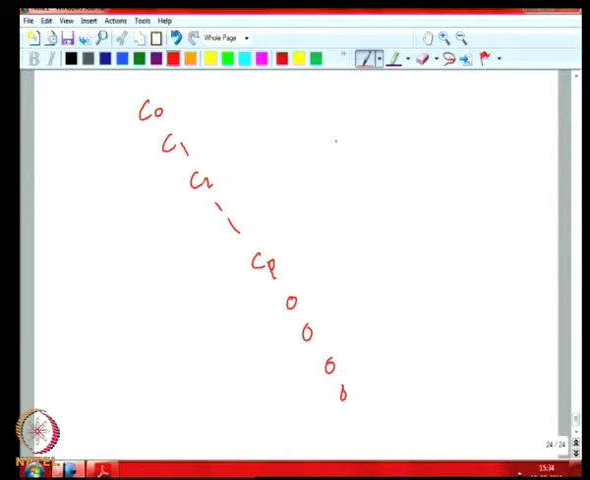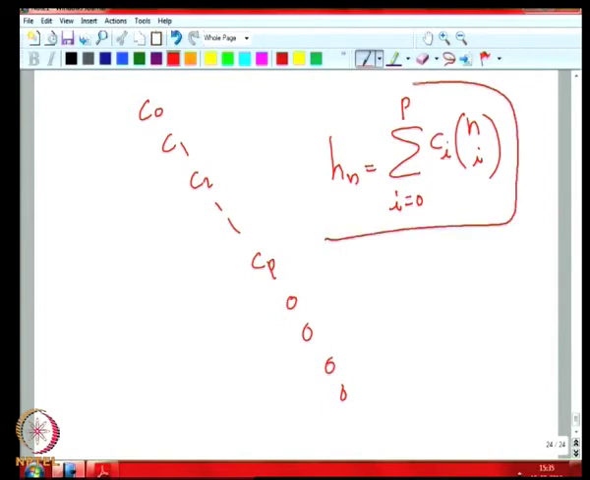So we see that our Hn, the general term corresponding to the sequence coming from this difference table, is actually sigma i equal to 0 to p Ci into n choose i, right. So this will be the general term for such a sequence. So that is what we are getting.